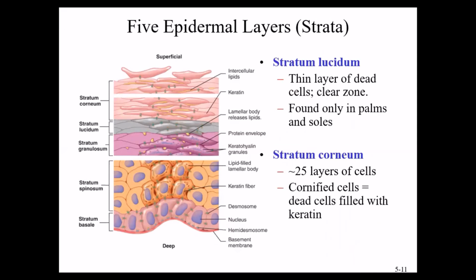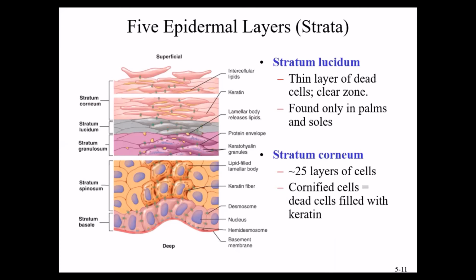Now, some areas of the skin have another layer called the stratum lucidum. Lucid here means clear, so this is a clear zone. It's a relatively thin layer of dead cells, so everything from the stratum lucidum and above is really dead epithelial cells in the epidermis. You only find the stratum lucidum in special locations on the skin: the palms of your hands and the soles of your feet, where you have thicker skin. It's thicker because of this extra layer, and that's there to really protect the hands and the feet.